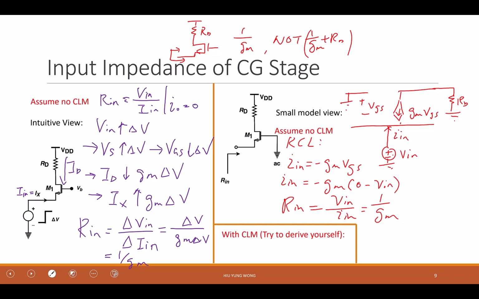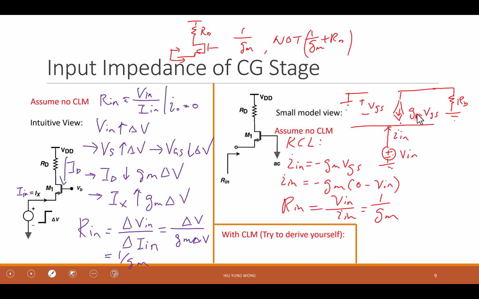How about RD? My proof show you that even RD is hanging there, it's not going to affect my R in just because of the physics. Right? Whether you're large or small, I always have GMVGS equal to negative I in.